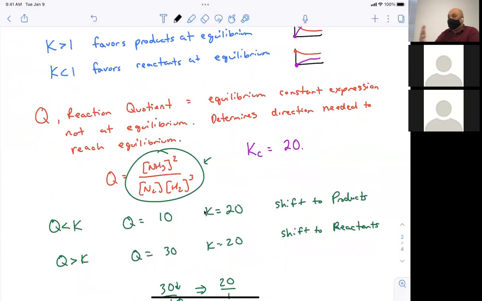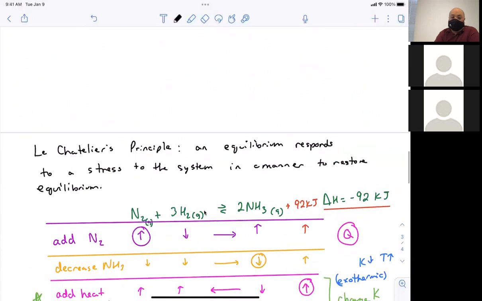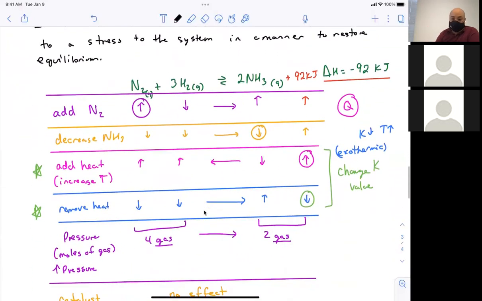4, what does Q mean in relation to K conceptually? And then 5, Le Chatelier's principle. How do different stresses affect which way the reaction shifts, and which factors actually change Q and which factors don't change Q? And again, temperature is the only thing that affects K, not Q. Only thing that affects K in the equilibrium. Everything else changes the values so that you go back to the same K. It's just a different ratio to get the same value.